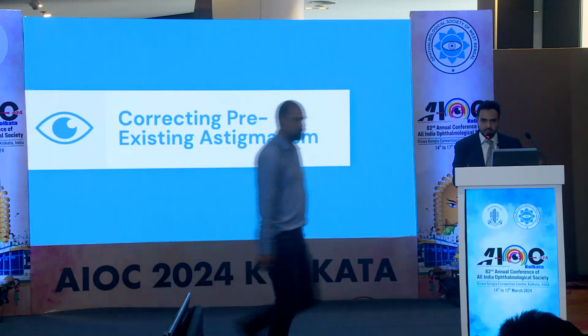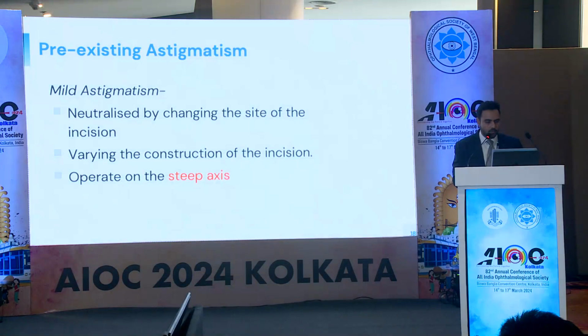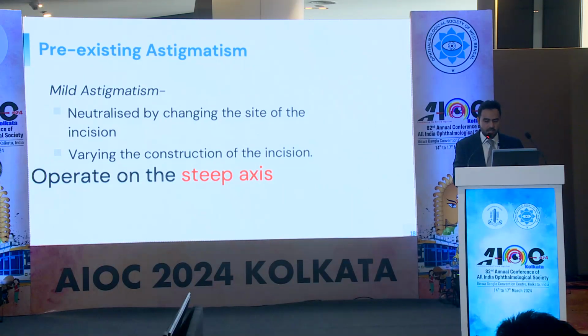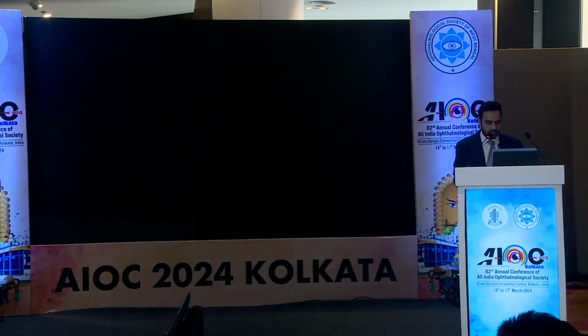So how do we correct this pre-existing astigmatism? For mild cases, we operate on the steeper axis, as we've already talked about. If it is against the rule astigmatism, we operate on the temporal side to correct the pre-existing astigmatism. And this is very important. We should keep it in mind. Even in phacoemulsification, we usually operate on the steeper axis we see from the corneal topography, and we go for the one which is steeper.